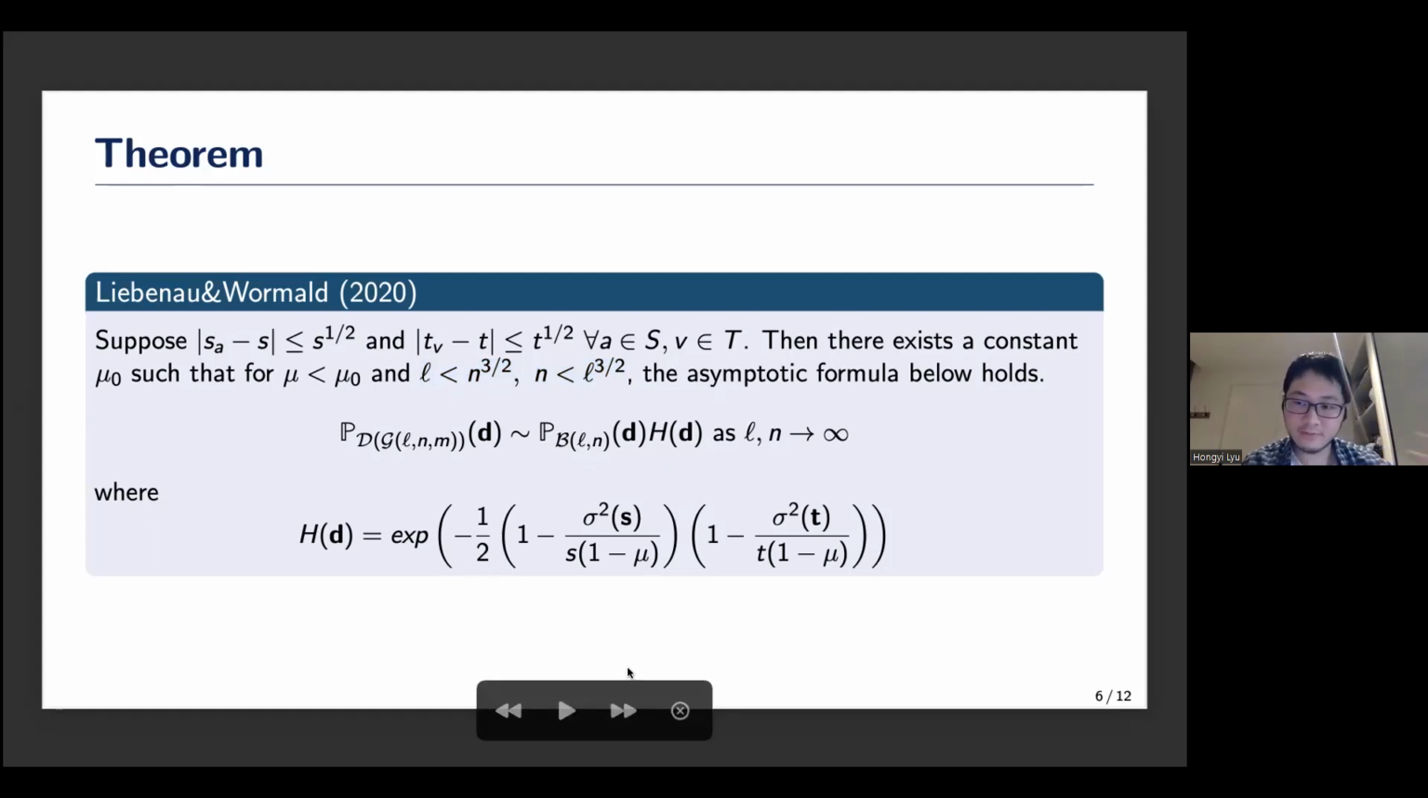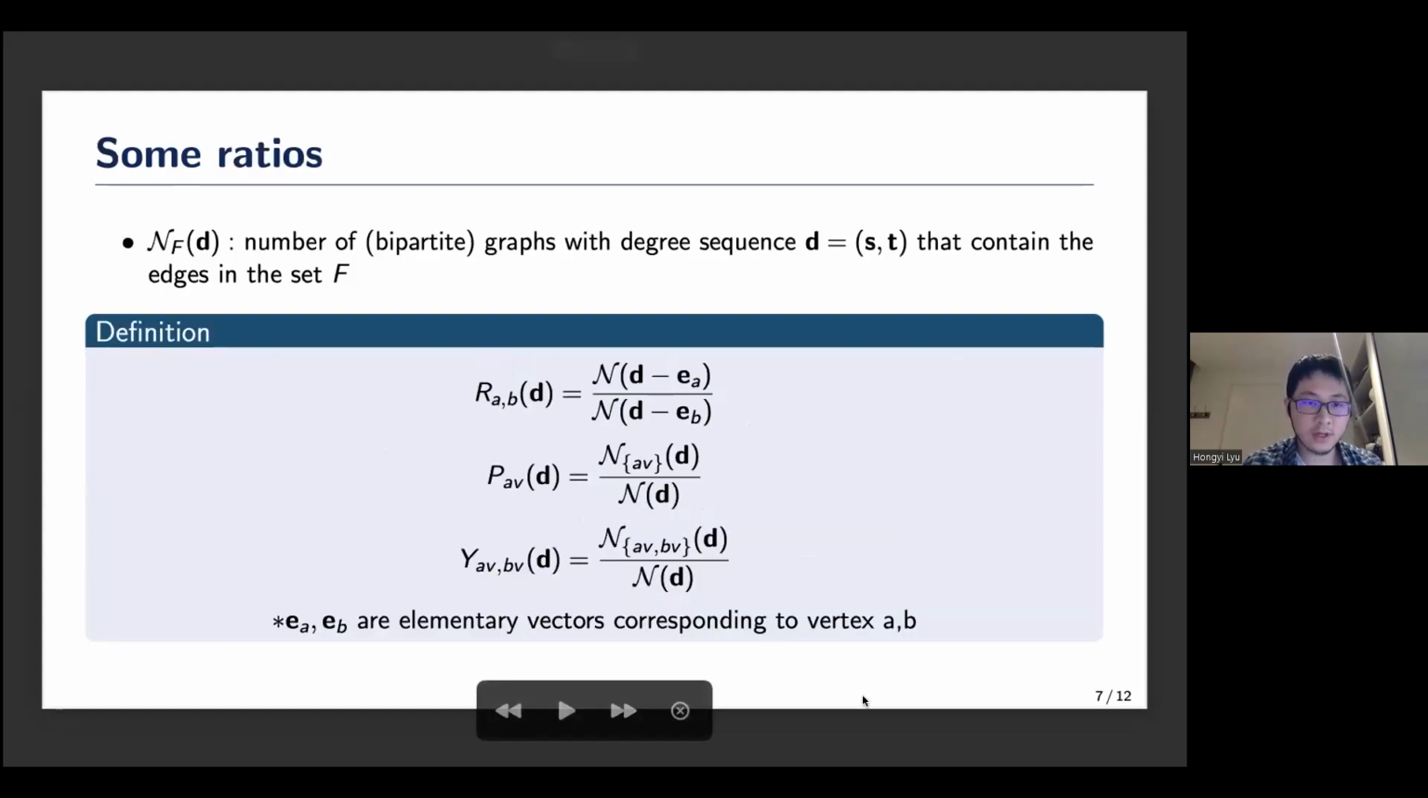And so now, instead of introducing the modification, I'll discuss the key pieces of the argument first, which will be very similar with or without the modification. So we first introduce some ratios. We let N(F, D) denote the number of bipartite graphs with degree sequence D that contain the edges in the set F. And we define these three ratios here based on this N.